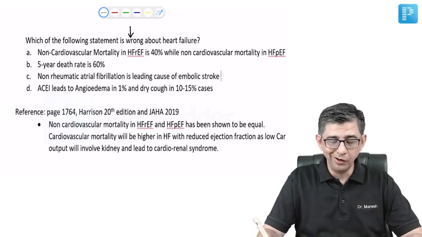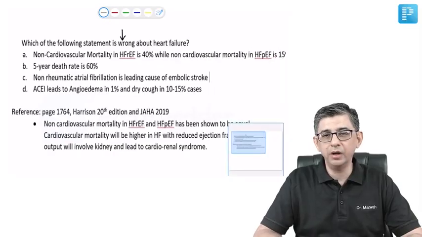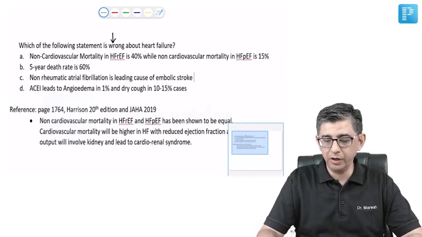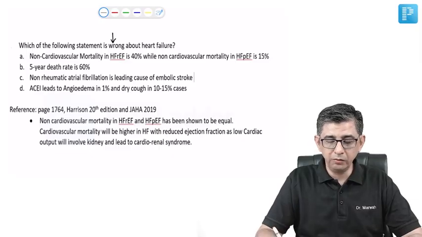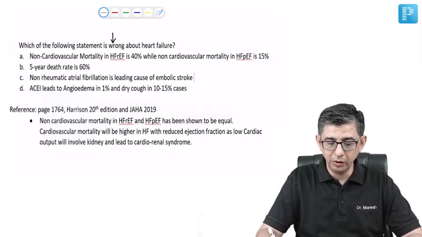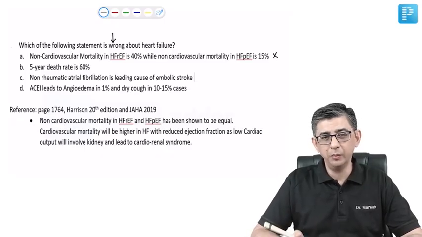Option A said non-cardiovascular mortality in heart failure with reduced ejection fraction is 40% and non-cardiovascular mortality in heart failure with preserved ejection fraction is 15%. I told you that the mortality from the non-cardiovascular causes has been shown to be equal. So this particular statement is straight away a wrong one. Let's look at the remaining options.